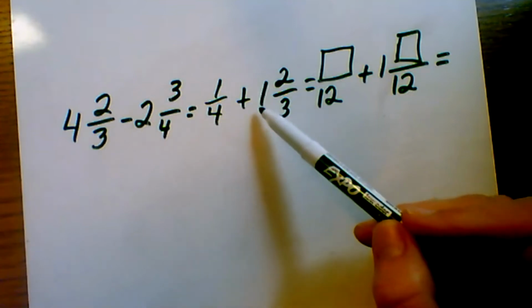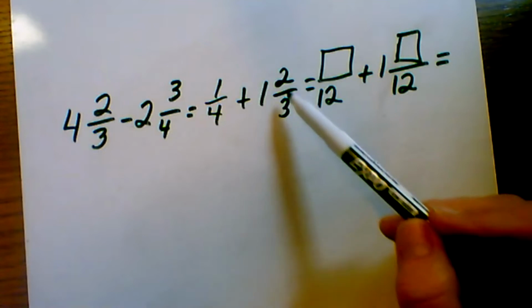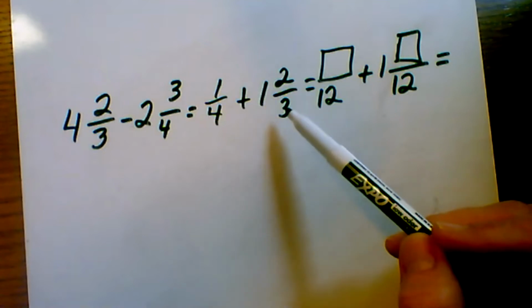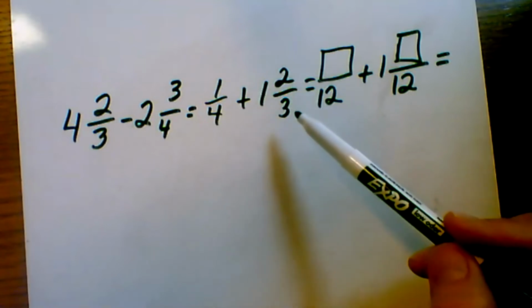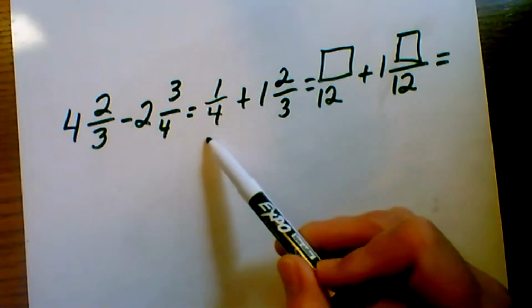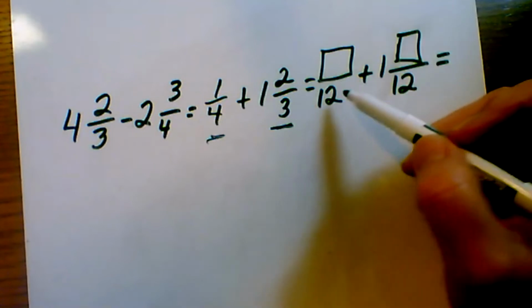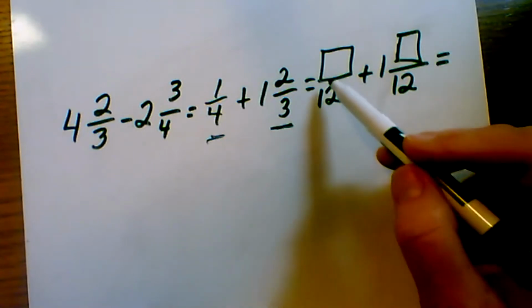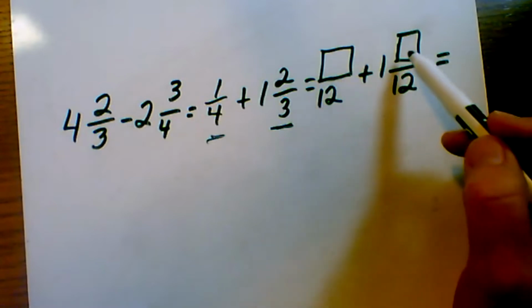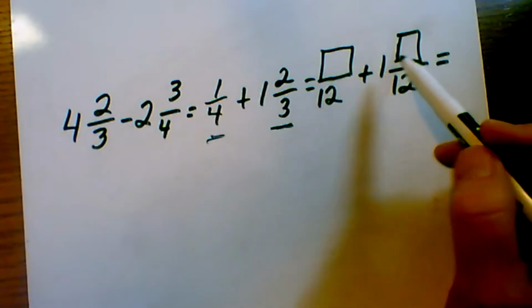And then we'd have to add another one for 4, and of course the 2/3 for 4 2/3. So 1/4 plus 1 2/3 is going to give us our answer, but we need to find the common denominators. We already know it's going to be 12. That is actually on the worksheet. The only thing your children have to figure out is what goes in this box.